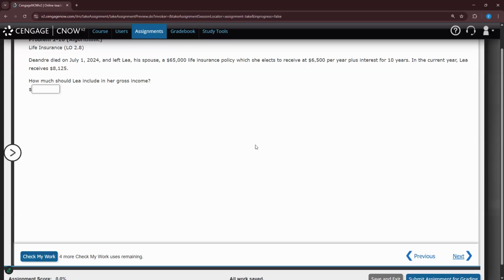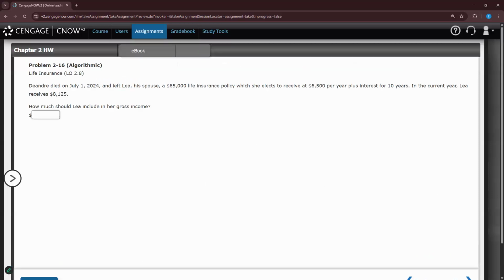All right, so we have one more life insurance question. So here it's asking, how much should Leah include in her gross income? DeAndre died on July 1st, 2024, and left Leah, his spouse, a $65,000 life insurance policy, which she elects to receive at $6,500 per year, plus interest for 10 years. In the current year, Leah receives $8,125. How do we determine that?